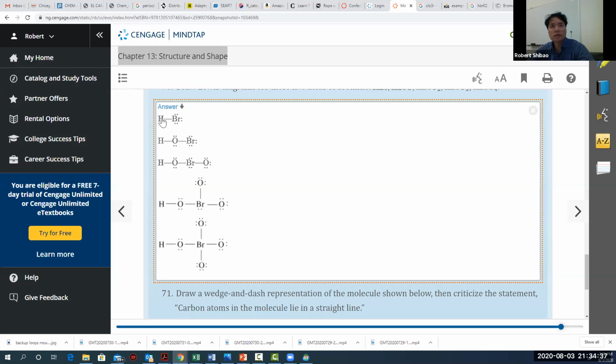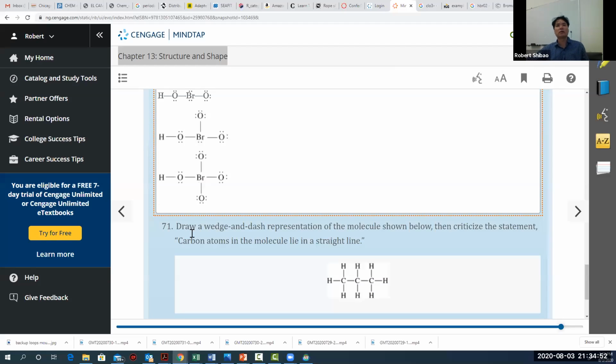But note the hydrogen, except for HBr, the hydrogen is bonded to the most electronegative, in this case oxygen. They never went beyond an octet. They don't expand the octet. And they just left the formal charges. They didn't calculate the formal charges because they didn't talk about the formal charges.